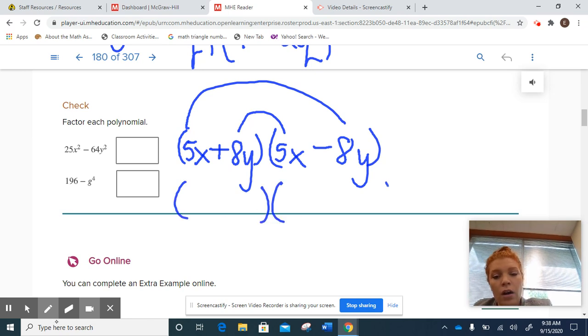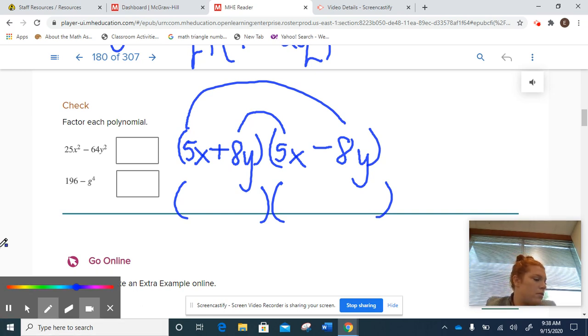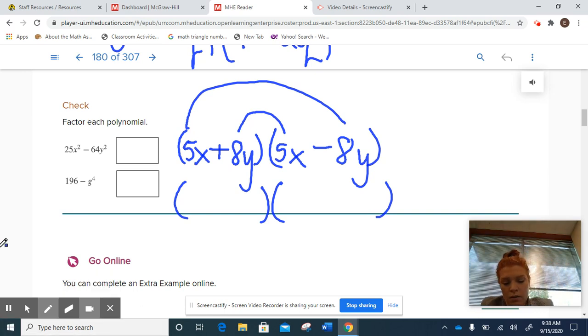So we have 196. Is that 14? I need to do that on a calculator. Let me grab my phone here, just to be sure. I think it's 14. Yep. Okay, so 14 and 14. Plus minus, minus plus. Okay, and then g to the 4th power.